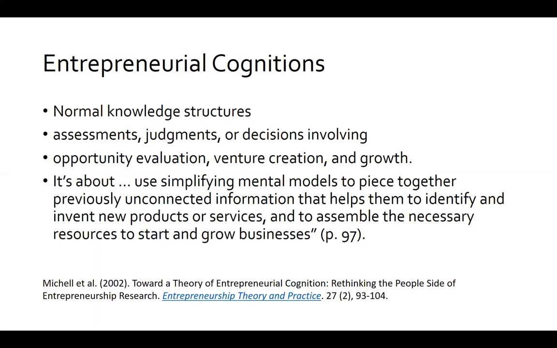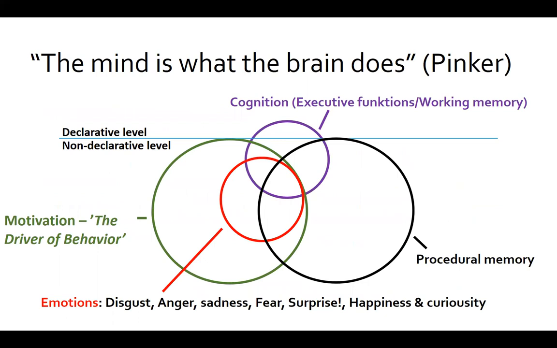And because it's normal knowledge structures, we remember this famous picture: the mind is what the brain does. It's Steven Pinker at Harvard. It's not me, but I think it says it all. As you can see, in purple, you have declarative cognition above the blue line, and there reside executive functions and working memory. Now remember, some say that working memory is part of the executive functions, but I put them apart. So maybe you use working memory when you think forward in time, but it's not the same thing, maybe. Below the blue line, you have all the other stuff.